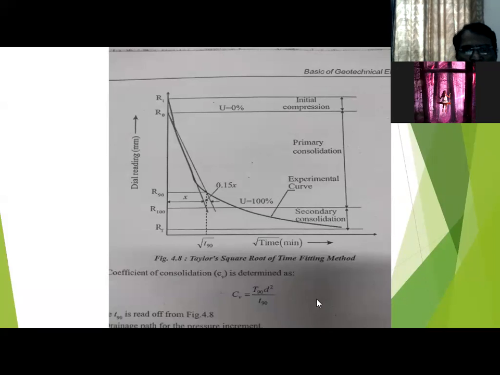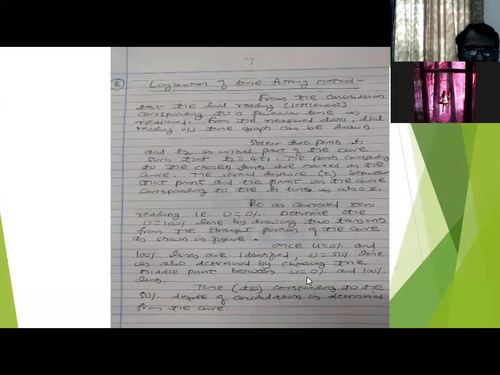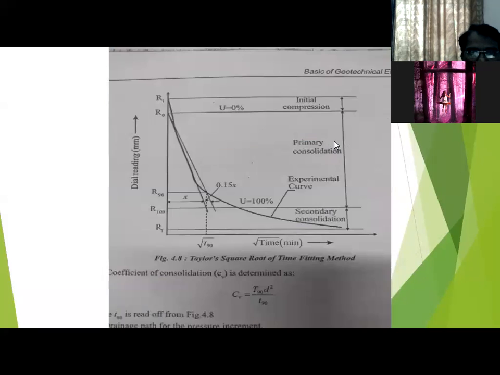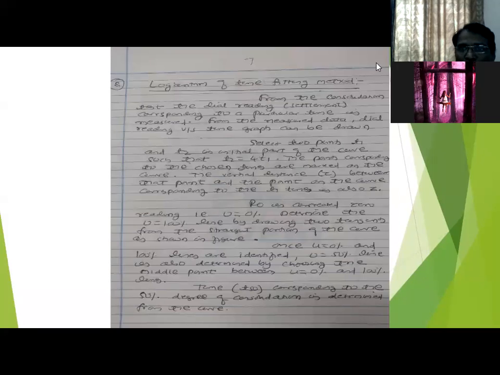Okay. Shall I move further for the second method? And the second method is the logarithmic of time fitting method. From the consolidation test, the dial gauge reading, the settlement corresponding to a particular time, is measured. From the measured data, a dial reading versus time graph can be drawn.